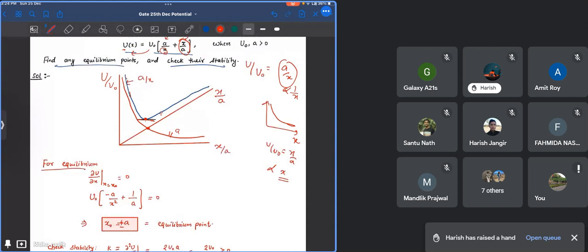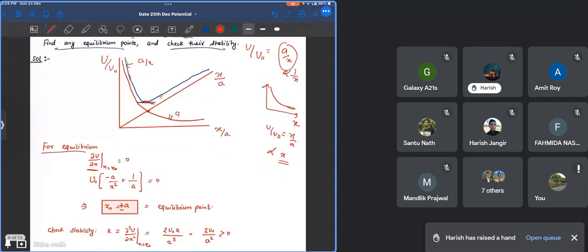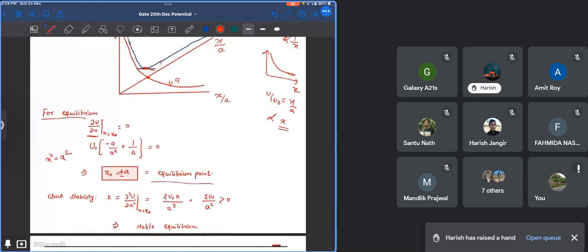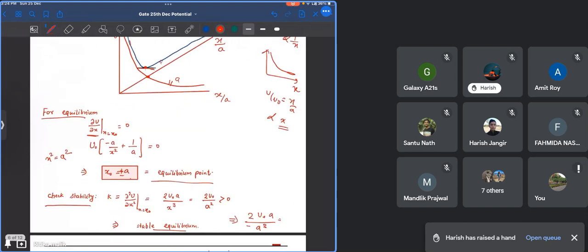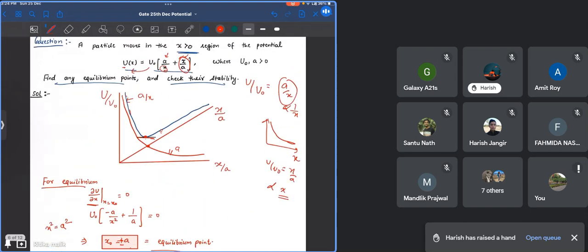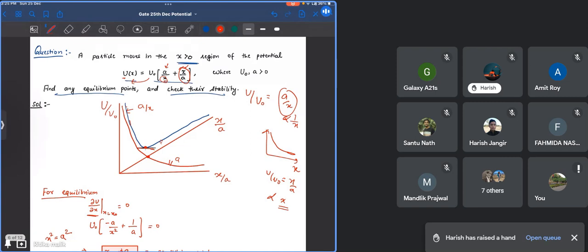So you are given U of x, and for equilibrium, you just take del u by del x equals 0. And from there, if you calculate, you are left with x square equals a square and x is plus minus a. This is your equilibrium point. And if you check its stability, then at x equals plus a, you will get a stable equilibrium. And at x equals minus a, you will get a negative value, and that will correspond to unstable equilibrium.